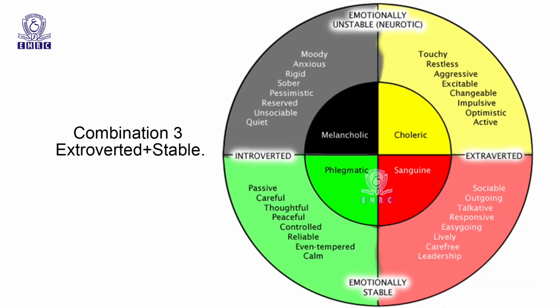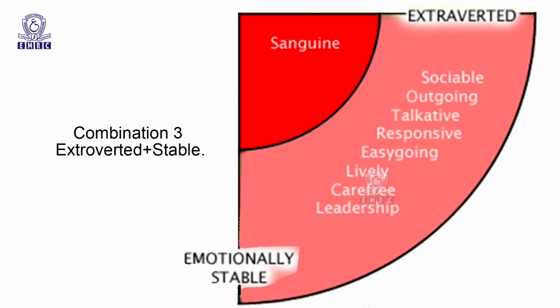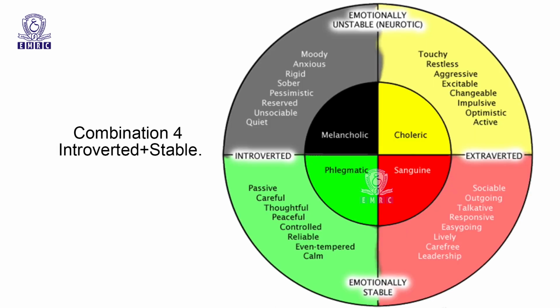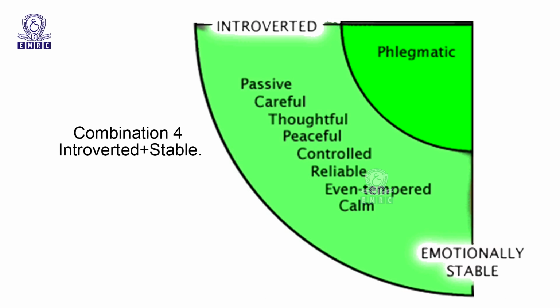Coming to combination 3, which is extroverted plus stable. This is known as the sanguine type, which can be seen in red color. The traits of this type are sociable, outgoing, talkative, responsive, easygoing, lively, careful and a leader. Then combination 4 is introverted plus stable. It is known as the phlegmatic type, which is depicted in green color. The traits of this type are passive, careful, thoughtful, peaceful, controlled, reliable, even tempered and calm.